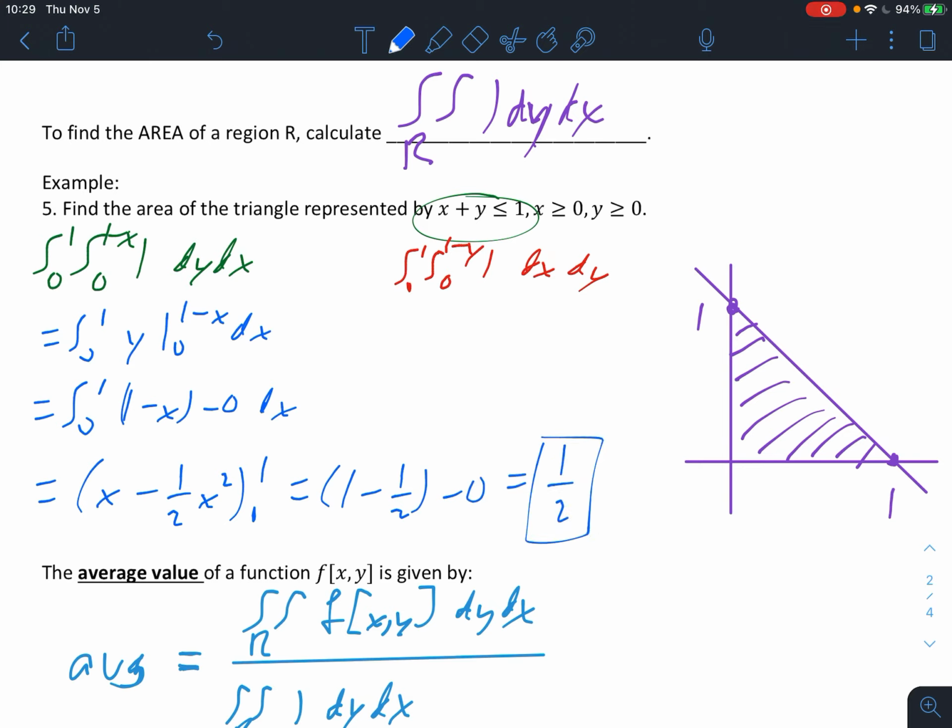which we could have gotten a whole lot quicker by just simply doing the area of a triangle formula. But again, I just wanted to show you how that works. I wanted to take an easy look at one so you can see how the double integral of 1 will give you your area.